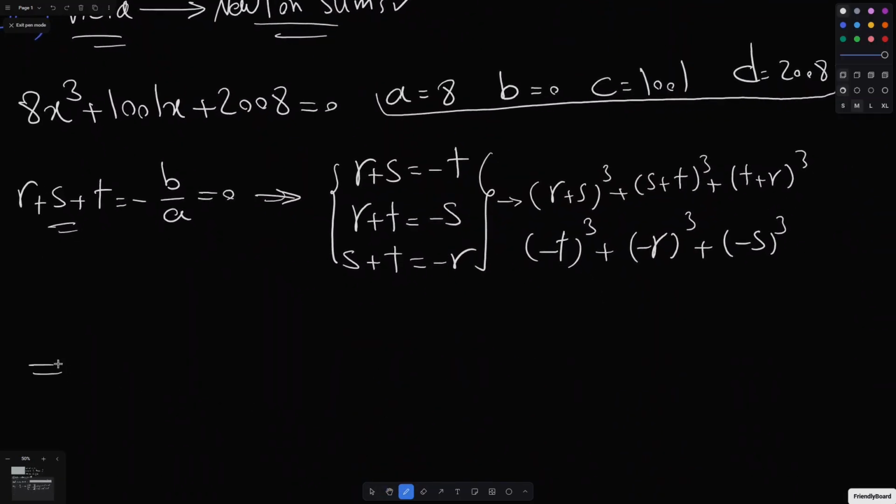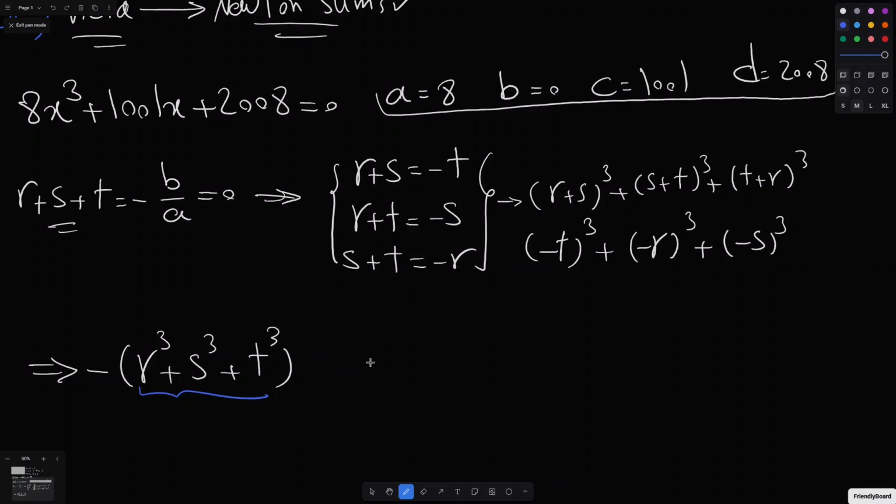Now I can write everything as this: r3 plus s3 plus t3. And now that's the point. This is what we want to solve. If we get this, we just simply multiply it by minus 1 and we have the solution. So how do we get this?